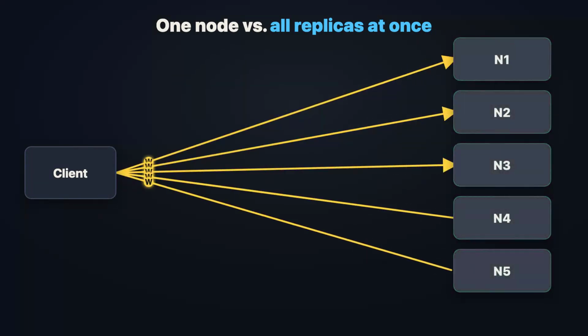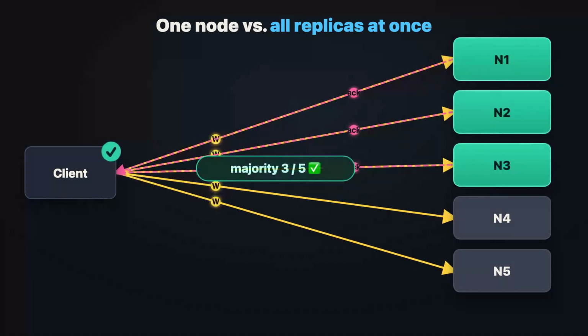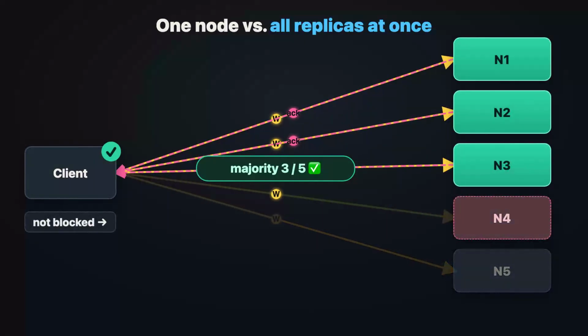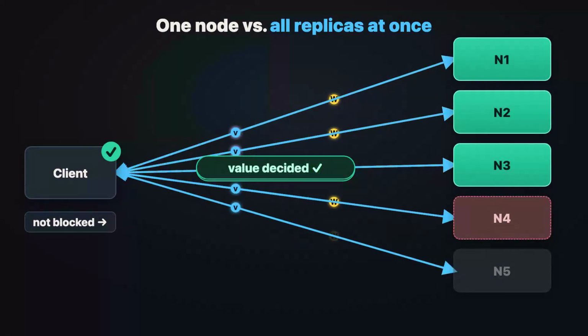Leaderless flips this. The client sends every write to ALL the replicas at once. The write is considered done the moment a majority of nodes shout back, "Got it." Slow nodes, dead nodes, whatever, they never block you because the majority already answered. Reads work the same way. The client asks all the replicas and decides the value once enough of them respond.